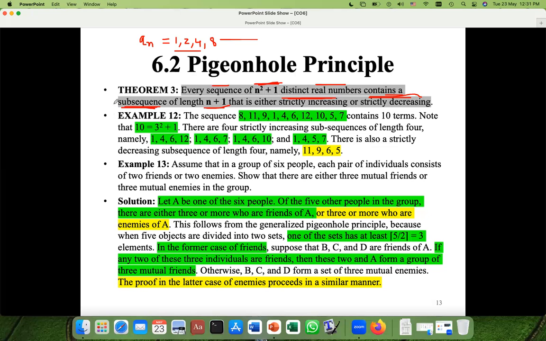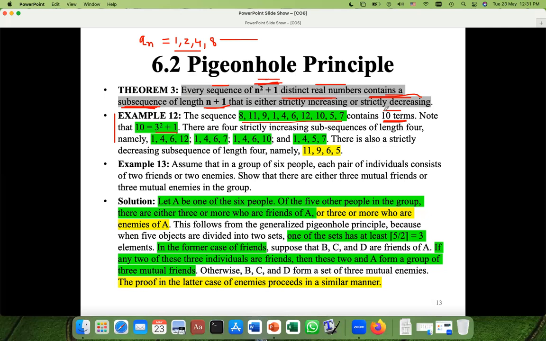So this is the theorem, and now we have the example. Here we have the sequence 8, 11, 9, 1, 4, and so on. This whole green area is the sequence, and it contains 10 terms. So this is the size, 10 terms. First we want to convert this size according to theorem 3. Can I write 10 like 3 square plus 1? 3 square is 9, plus 1 becomes 10. So 10 equals 10.